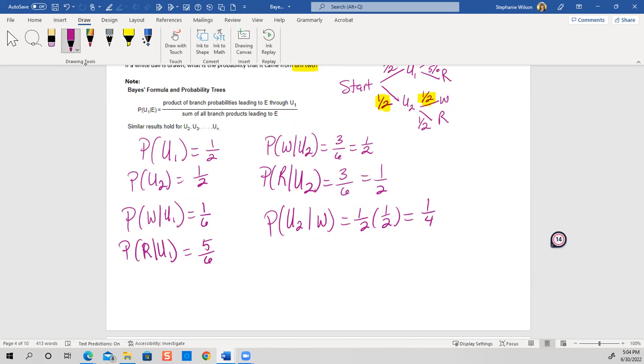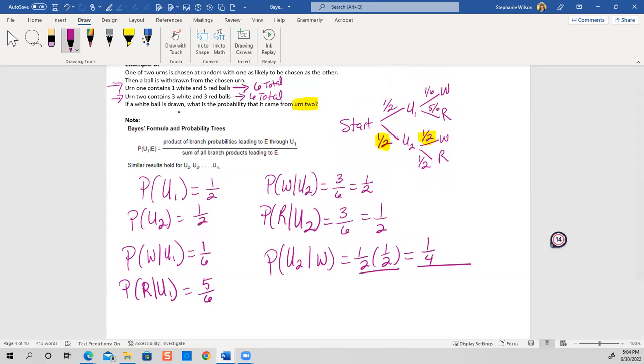Let me just put a bar in because we're missing the other part of the formula, right? So now the denominator part, what do we got going on there? We want the total to go in the denominator. What do I have? Remember, if we're looking at the U2, we got this 1/4 already figured out right there.